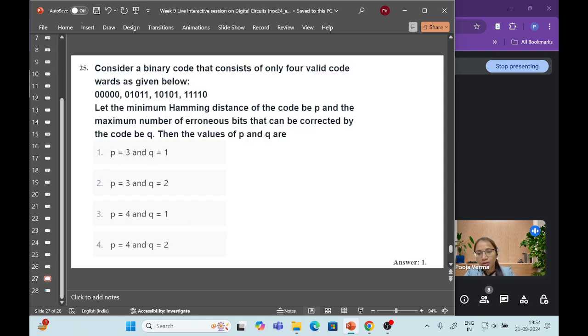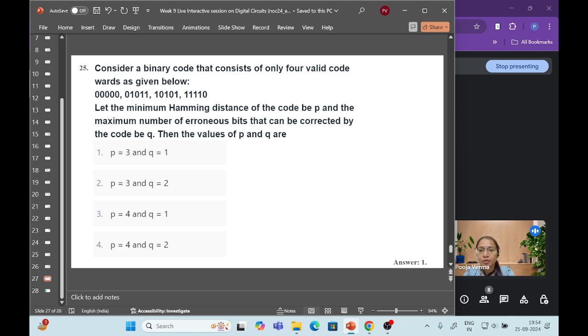Now moving to the last question, that is question number 25. Here it is given: consider a binary code that consists of only 4 valid code words. These are the 4 valid code words. Let the minimum Hamming distance of the code be p. We need to find the minimum Hamming distance, represented by p, and the maximum number of erroneous bits that can be corrected by the code, represented by q. Then the value of p and q.